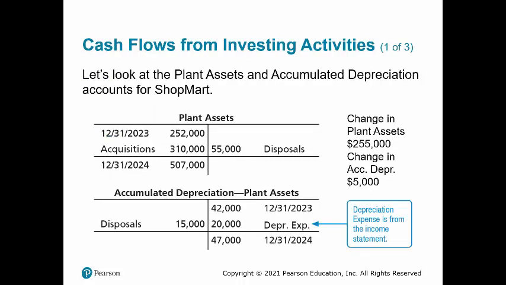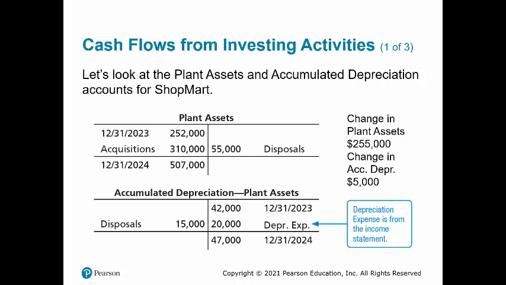Let's look at the plant assets and accumulated depreciation accounts for ShopMart Inc. We see that at the beginning of the year, ShopMart Inc. had $252,000 in plant assets. During the year, they acquired or purchased $310,000 of plant assets, and they disposed of or sold $55,000 of plant assets. At the end of the year, the balance in plant assets was $507,000, or a change in that account of $255,000.